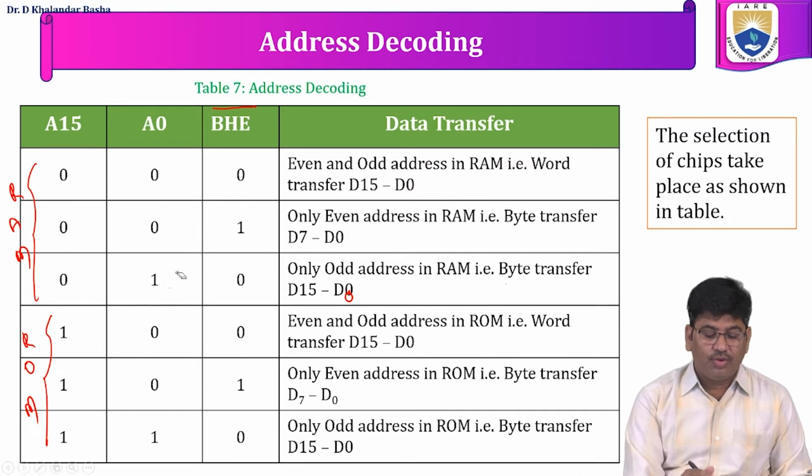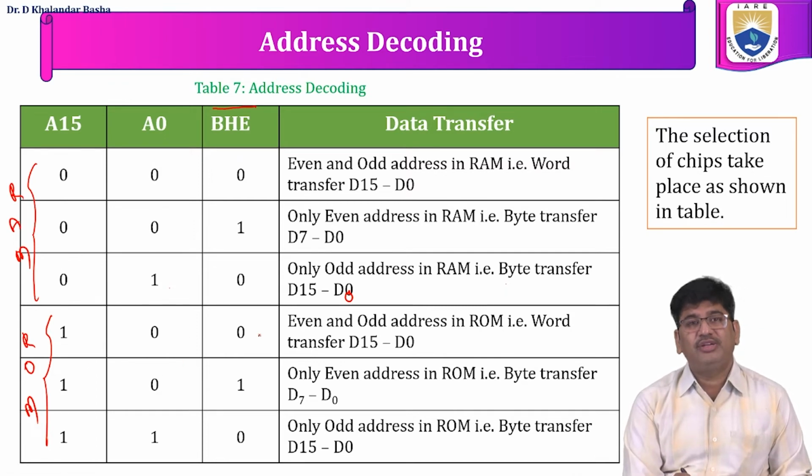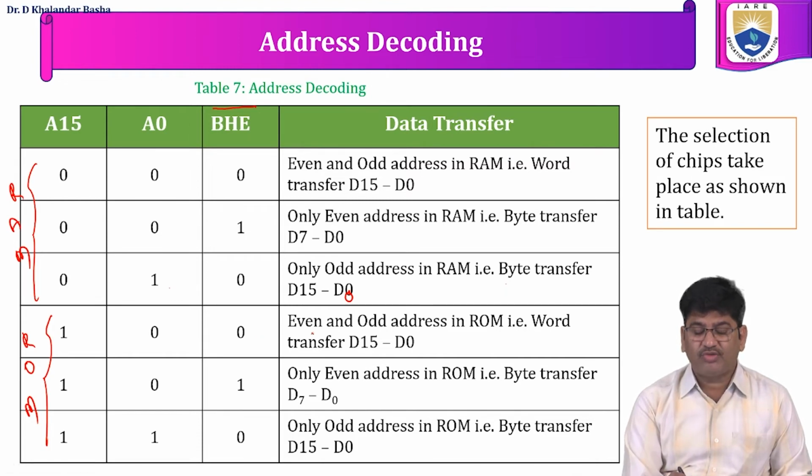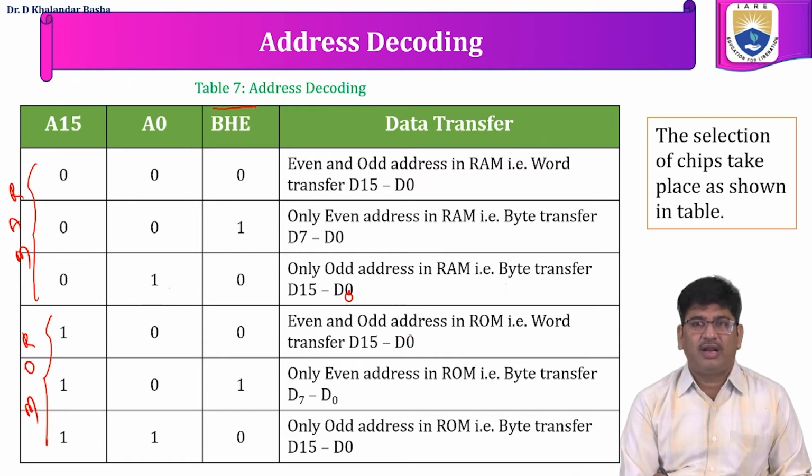Now coming to the RAM case, whenever A0 is 0 and BHE bar is equivalent to 0, it indicates a 16-bit data transfer for RAM chips. So for this, the data transfer will take place from both odd and even address space or memory chips. It is a word transfer from D0 to D15.